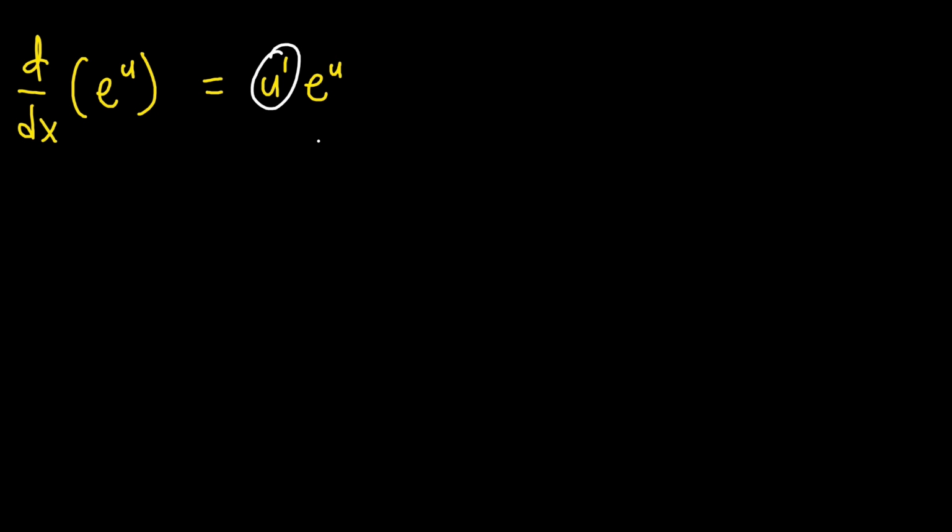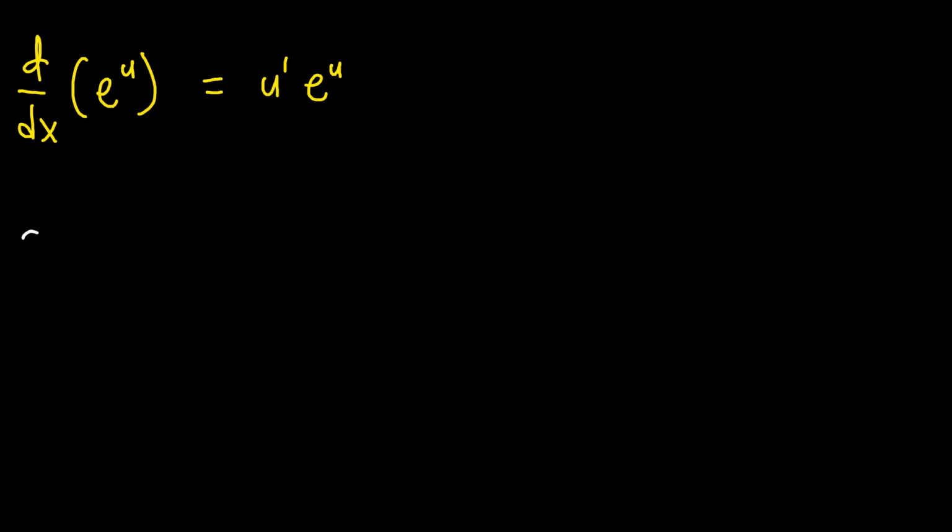Now let's see how we can differentiate exponential functions. Whenever you have, let's say, the derivative of e to the power of u, this will be equal to u prime times e to the power of u, where u prime is the derivative of u.